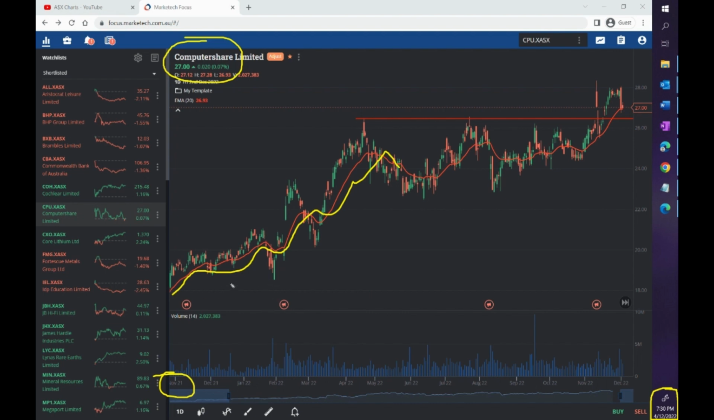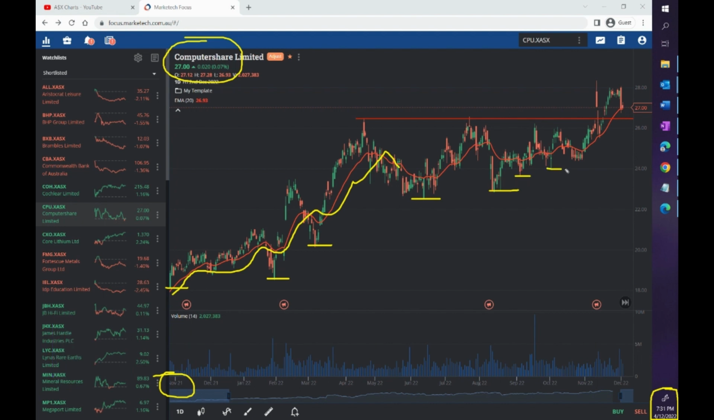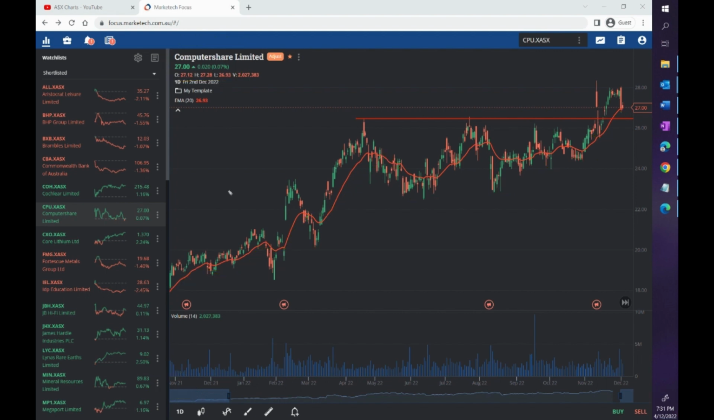Now, when we look at this trend over this period of time, the other thing that we notice is the rising lows. There's a low here, there's a low here, again a low here, and each time we can see that the low is a little bit higher than what it was before. That again is another indicator that this is on a good upward trajectory.